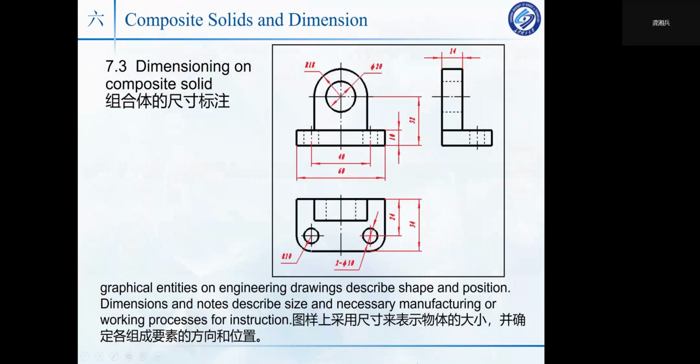The graphic and title on an engineering drawing describe the shape and the position of different parts on the basic solid, on the composite solid. So dimension and notes describe size and necessary manufacturing or working process for the instructor. So here in the picture, okay, in this one we can see the dimension. We can also use the symbol, just the letter R.